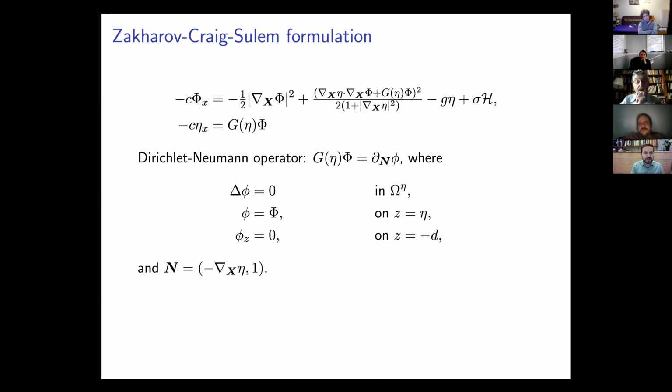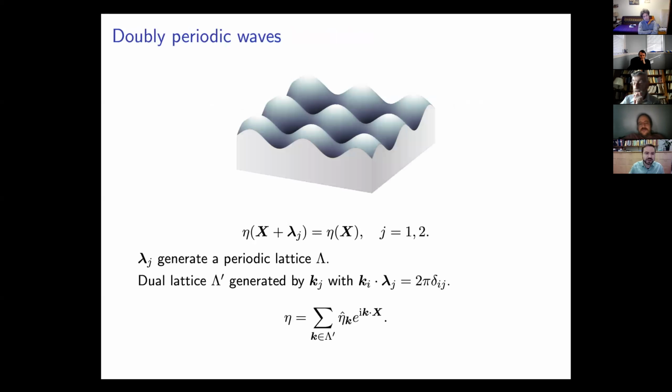Okay, so as I promised, I'll start by talking about doubly periodic waves or biperiodic waves. This is the natural analog of the Stokes waves, which we have in the 2D problem. They are some of the easiest solutions to look at because you have a compact domain. Now we assume periodicity in two linearly independent directions, lambda 1 and lambda 2. So lambda 1 and lambda 2 generate the periodic lattice.